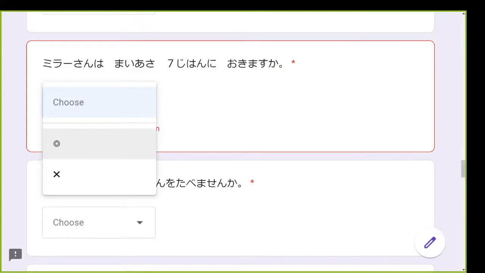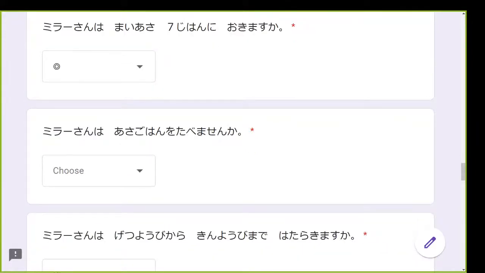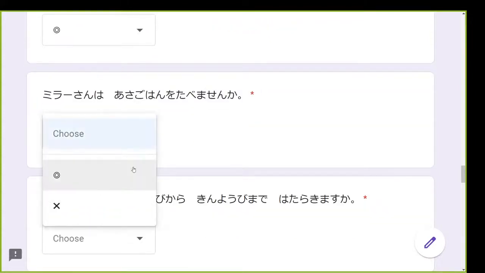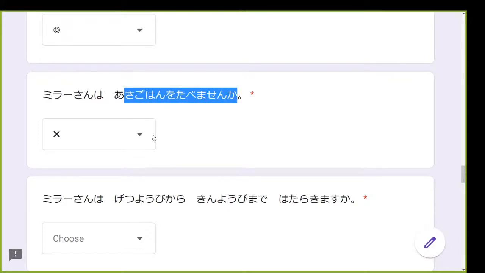Mira さんは毎朝7時に起きますか？はい。Maru Batsu. Maru, okay, it's correct. Next, Jerome. ミラさんは朝ごはんを食べませんか？はい。Maru Batsu? Batsu, sensei. Batsu, okay? Because he eats. It says here, Mira-san in the breakfast, he doesn't eat, right? So it should be Batsu, okay?